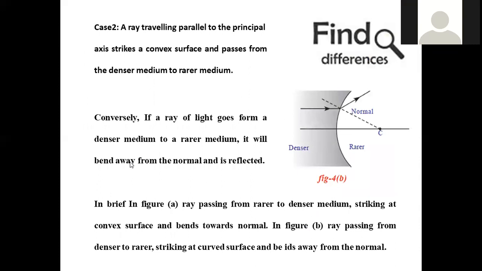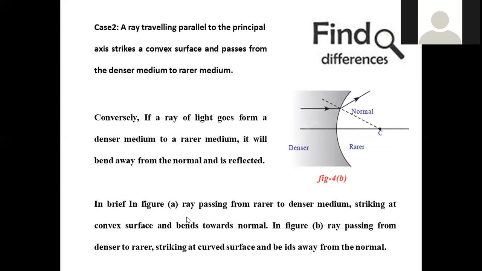Now let us move on to 4B. So in case of 4B, what happens? Again, light passing in the parallel direction with respect to the principal axis hits the surface of the convex lens, and it is moving away from the normal, the process called refraction, and both are conversely participated. So here, light is moving from denser medium to rarer medium. Denser medium light is traveling parallel with respect to the principal axis. Upon hitting on the convex mirror, it will participate at a certain angle. That is the process called reflection. So both are mentioned in a single sentence.